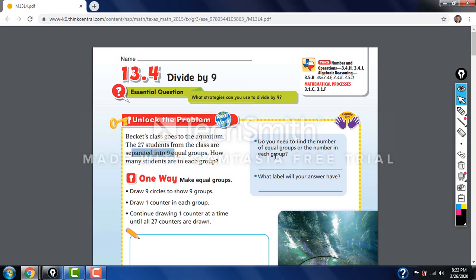Do you need to find the number of equal groups or the number in each group? What does your question say? How many students are in each group? Each group. So it's the number in each group. What label will your answer have? So what are we answering? How many what? Chicken, pigs, horses, geese? Students. How many students? So we're going to be looking at how many students are going to be in those 9 equal groups.